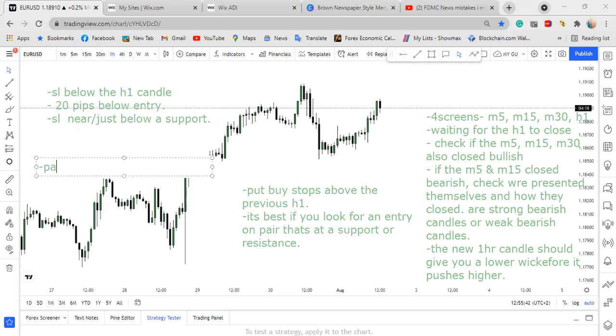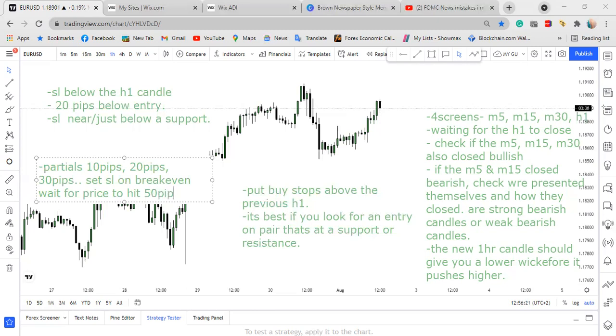So the first one, you can take partial TPs at 10 pips, and then 20 pips and 30 pips, and then you can set your SL on break even. That's when you set your stop loss on your entry, or you can set it maybe a pip or 2 above your entry, and then you wait for price to hit 50 pips.